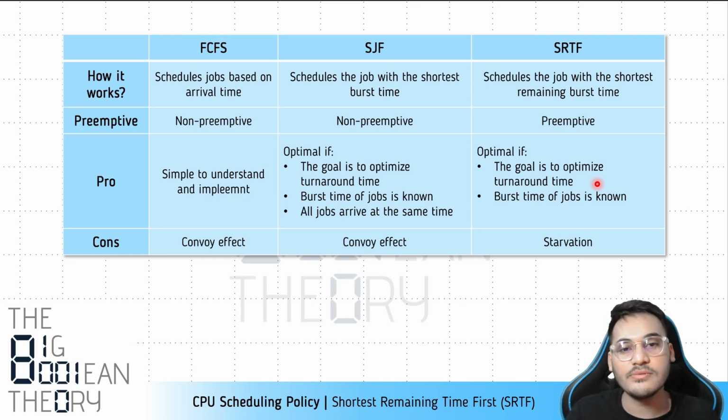So guys, this was a brief comparison of all the policies. We are done with the scheduling policies for batch systems. We talked about three policies: FCFS, SJF, and SRTF, right?